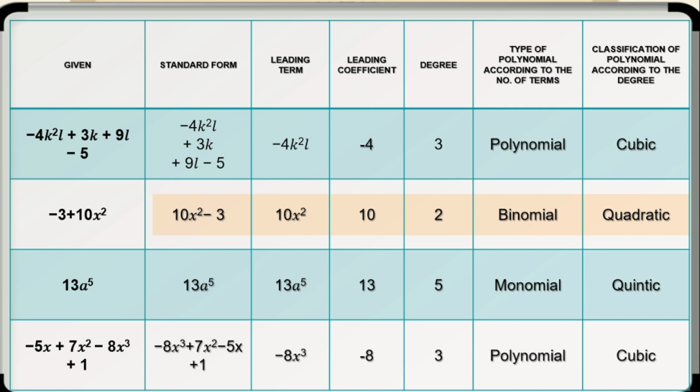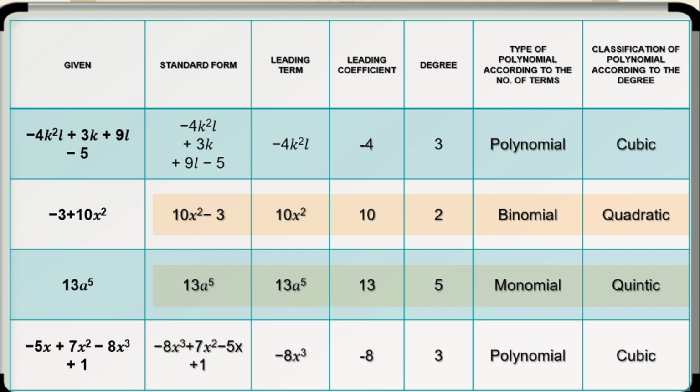Next, 13a raised to 5. The standard form is also 13a raised to 5. The leading term is 13a raised to 5. The leading coefficient is 13. The degree is 5. The type of polynomial according to the number of terms is monomial. And the classification of polynomial according to the degree is quintic.